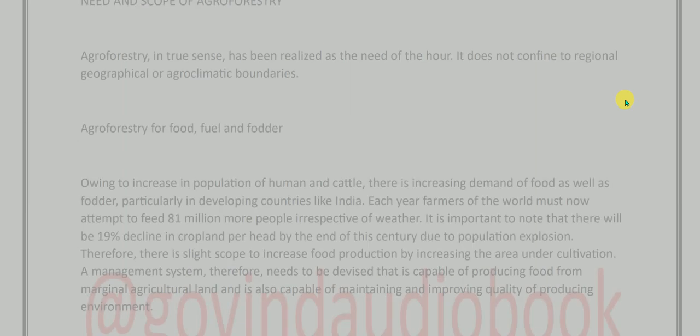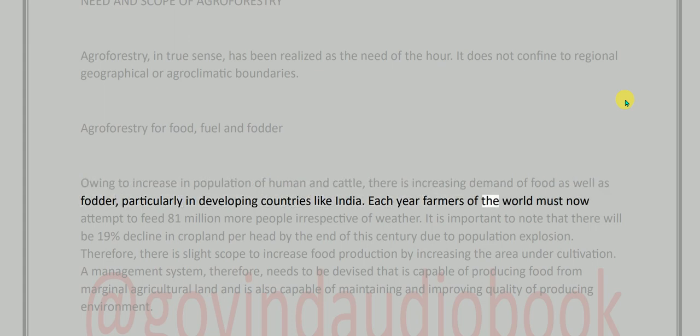Need and scope of agroforestry. Agroforestry, in the true sense, has been realized as the need of the hour. It is not confined to regional geographical or agroclimatic boundaries. Agroforestry for food, fuel and fodder. Owing to the increase in population of humans and cattle, there is increasing demand for food as well as fodder, particularly in developing countries like India.